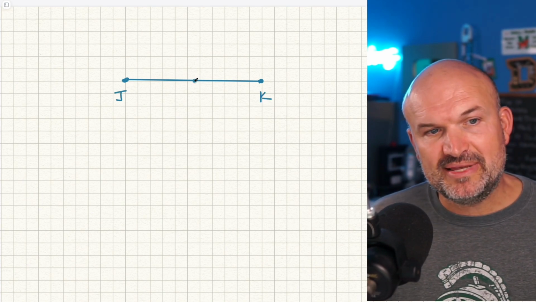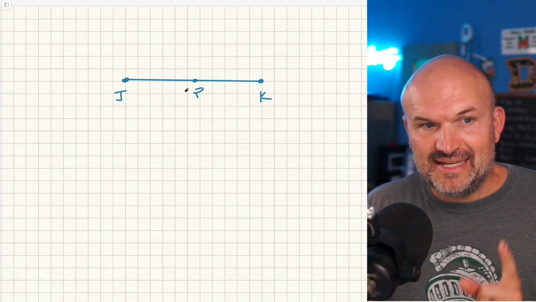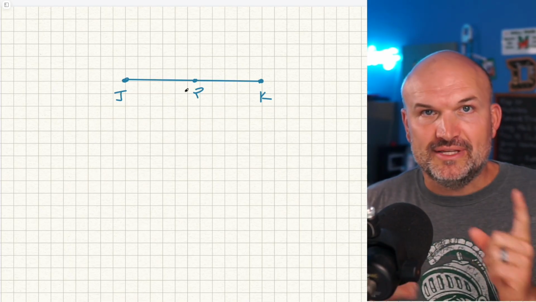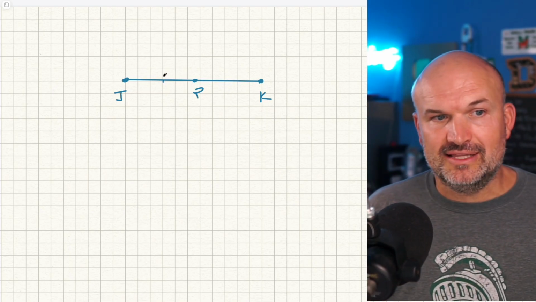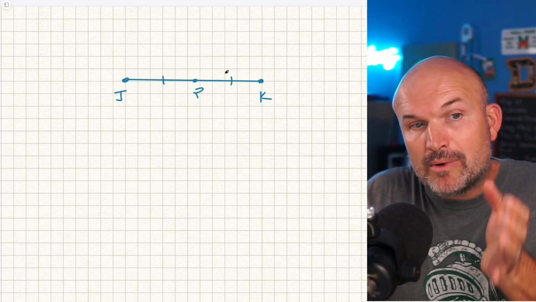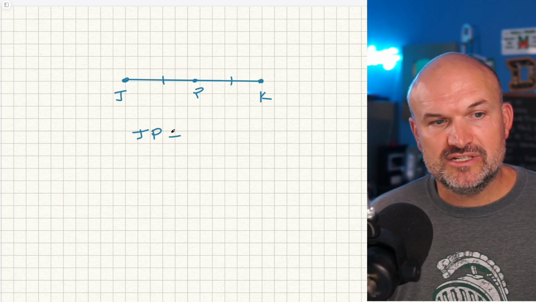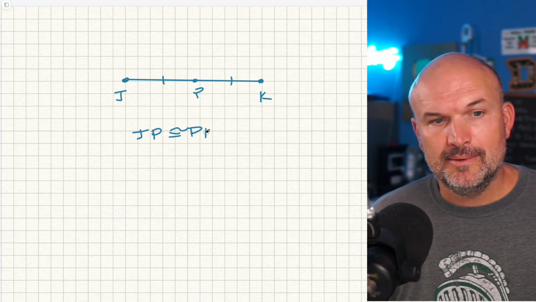So let's go ahead and take a segment, and we're going to call this segment JK, and we're going to put a point P in the middle. Now, when it says middle, that means it's even on both sides. A lot of times we will say this is equal to this. We write these little tick marks to represent they are congruent. We can say JP is congruent to PK.